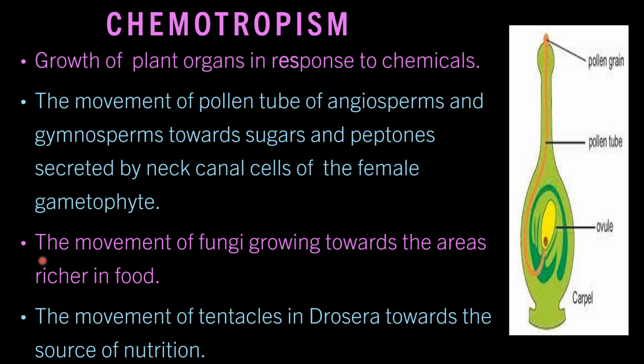Another example is the movement of fungi growing towards areas rich in food. This is another example of chemotropism. The next one is the movement of tentacles in Drosera towards the source of nutrition. These are some examples of chemotropism. What is chemotropism? Growth of plant organs in response to chemicals.